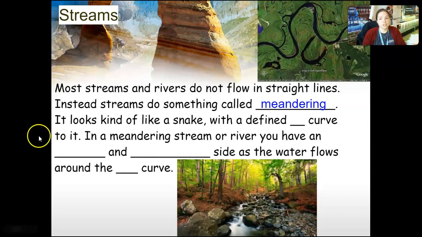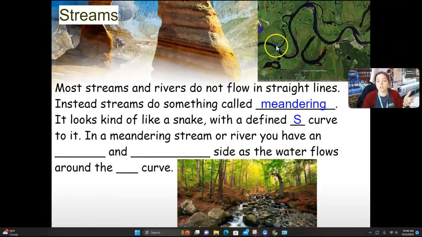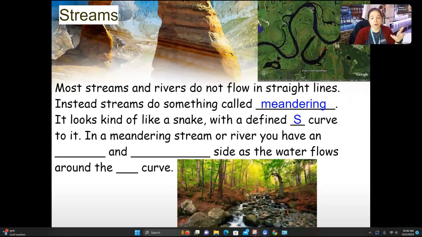It looks kind of like a snake, and here's a picture. It looks kind of snake-like, with little meanders all over. And a meandering stream has a defined S curve. You can see little S's in here, big S's here, a bunch of different S's, right?